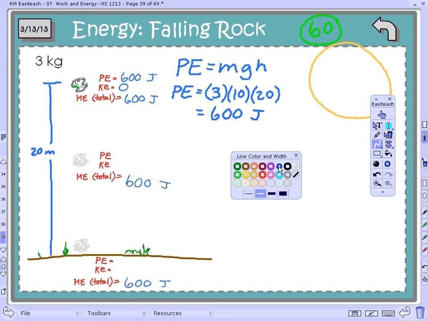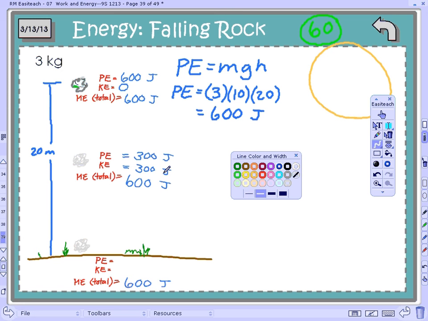So the trick is, what do I do about halfway down? It's halfway down, so it's going to have half the potential energy. So the potential energy here is 300 joules, so the kinetic energy must be 300 joules. What about at the bottom?